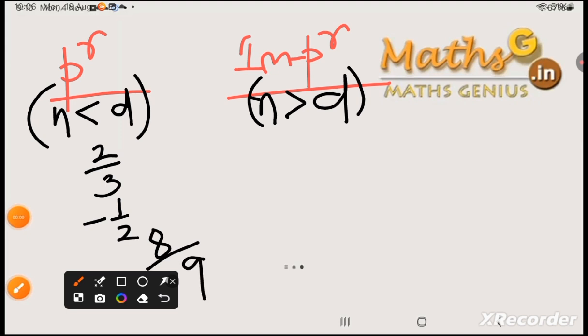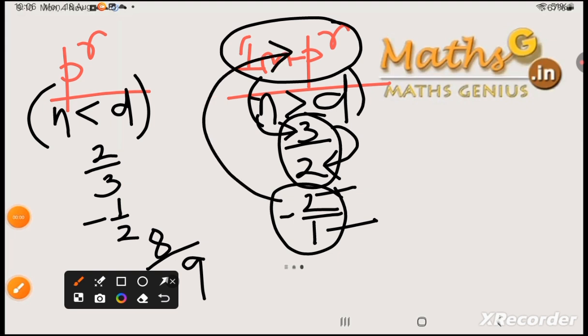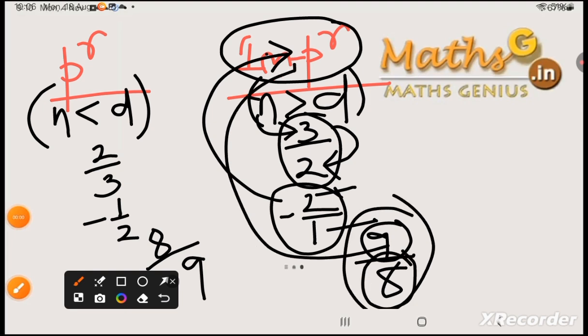Talking of improper fractions, we can say 3 by 2, numerator is greater than the denominator. So, 3 by 2 is an improper fraction. Minus 2 by 1, numerator is greater than the denominator, is an improper fraction. 9 by 8, numerator 9 is greater than the denominator 8. So, again it is an improper fraction.